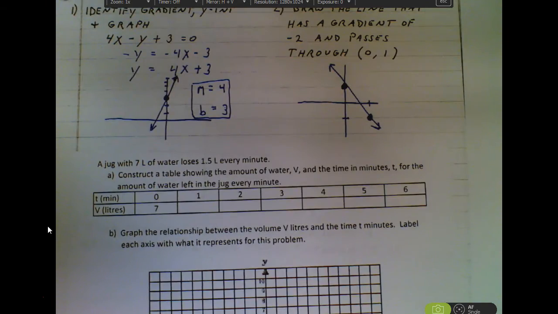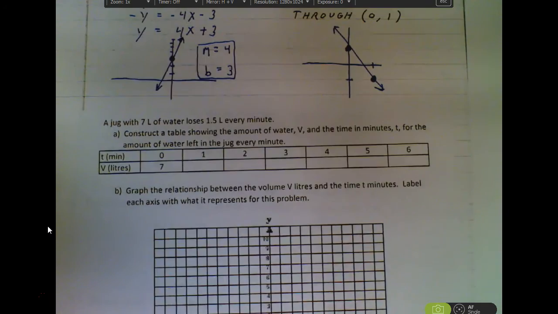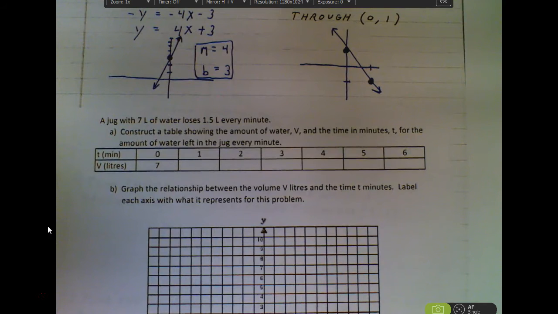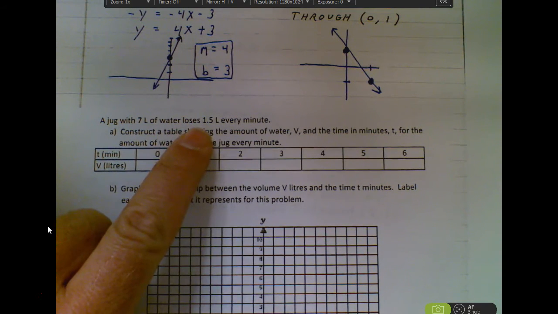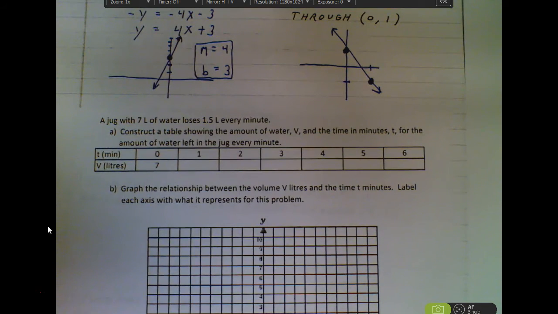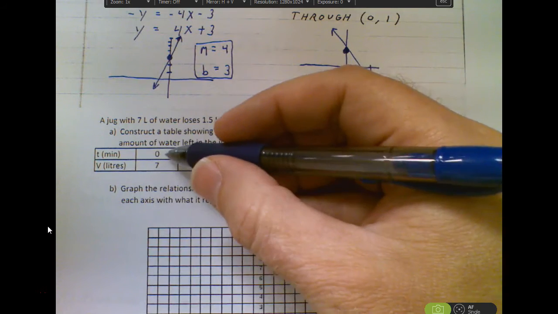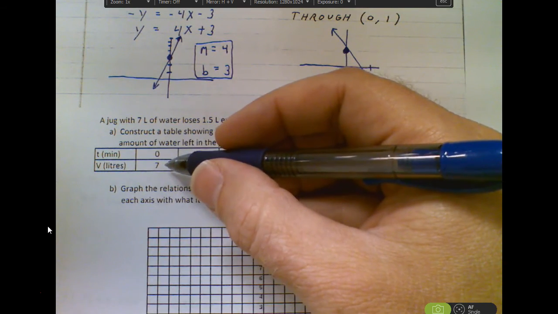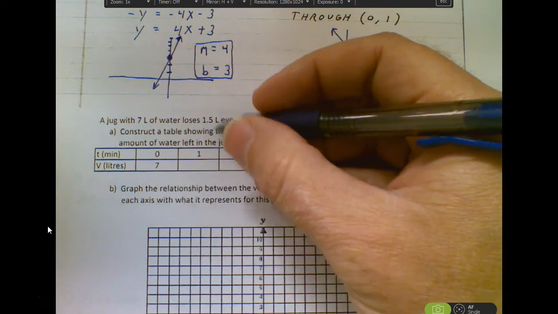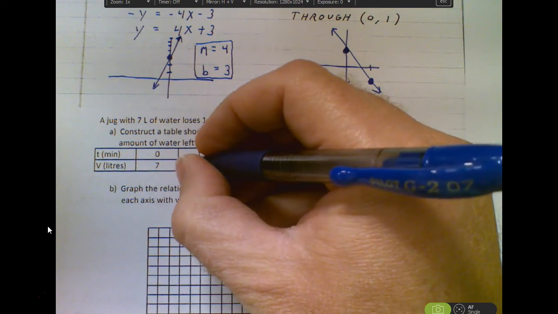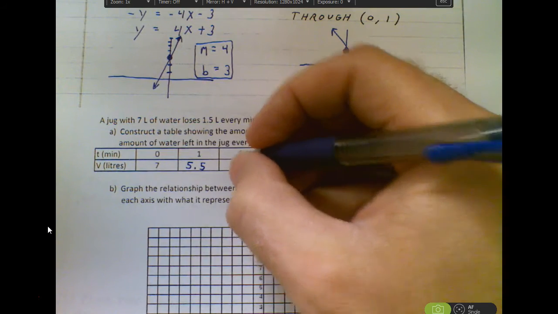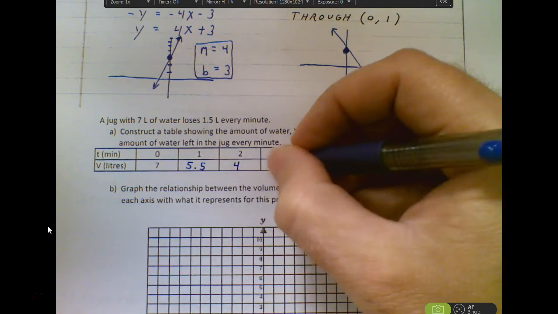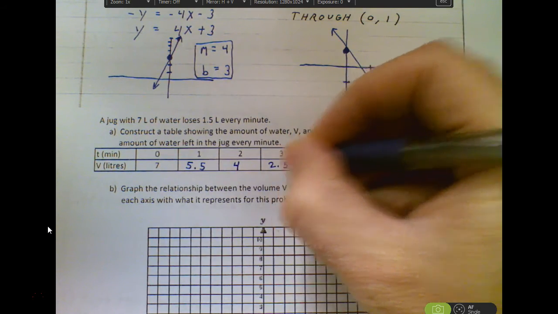Going on to the last part of this, so just putting some ideas for linear functions into a table. You can see that we're starting with 7 liters of water, and if we're losing 1.5 liters every minute, that means every minute we're going to subtract 1.5. So as far as the table goes, when time was 0, we started with that 7 liters. After 1 minute, if we lose 1.5, that would put us down to 5.5 liters. And then every successive minute, we're going to continue to subtract 1.5, down to 2.5, down to 1.